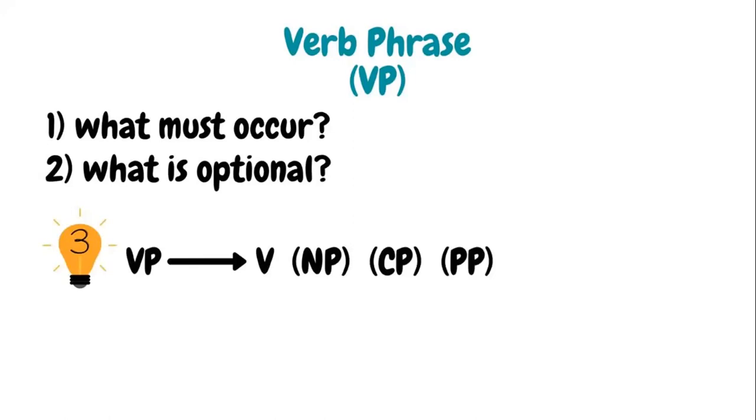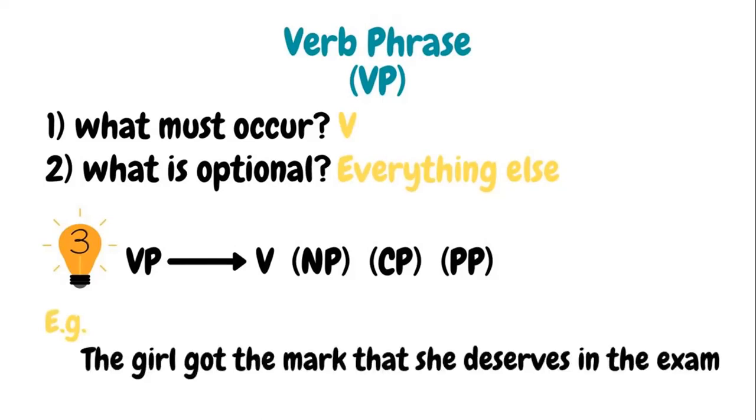Okay, back to the question. Now we notice that what must occur is the head of the verb phrase, which is the verb, and what is optional is everything else. So let's take one big example and apply it in a hierarchical structure, and it's going to be written in the chat box. Okay, the example is: the girl got the mark that she deserves in the exam.